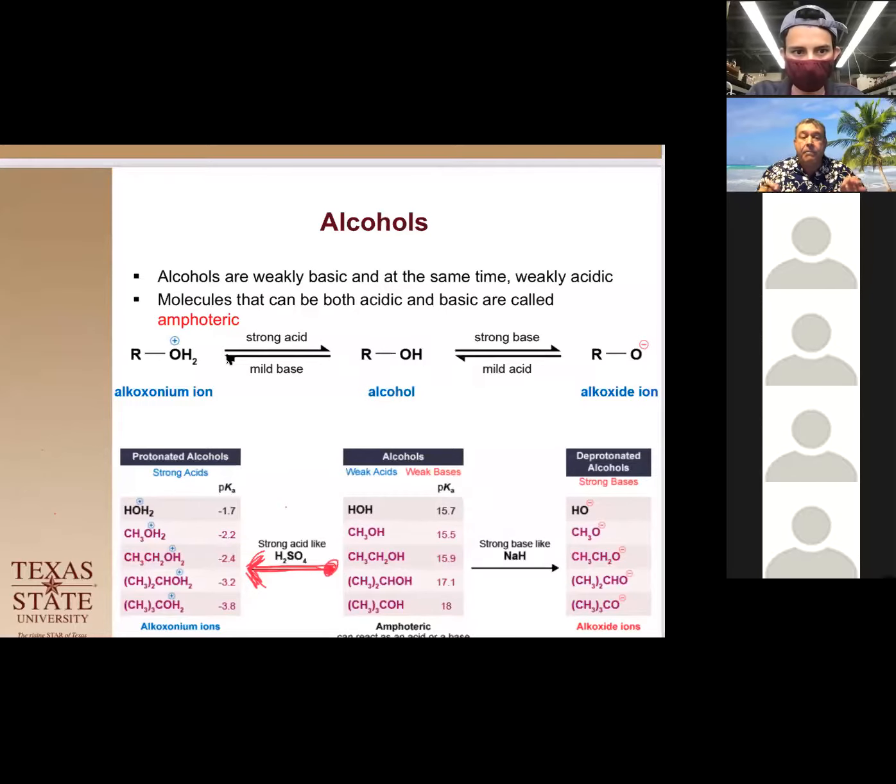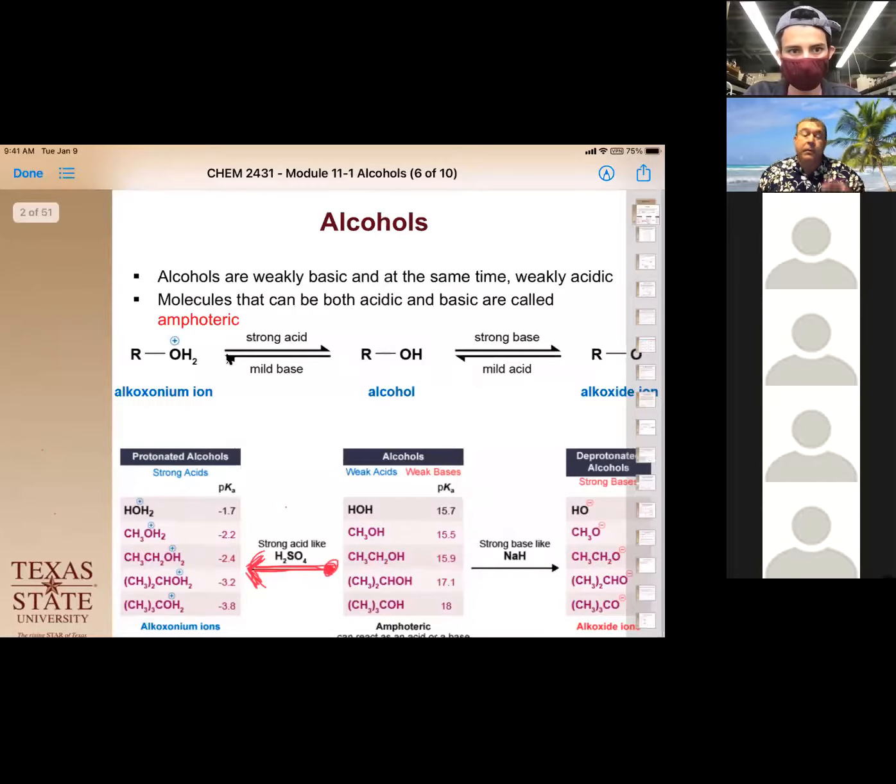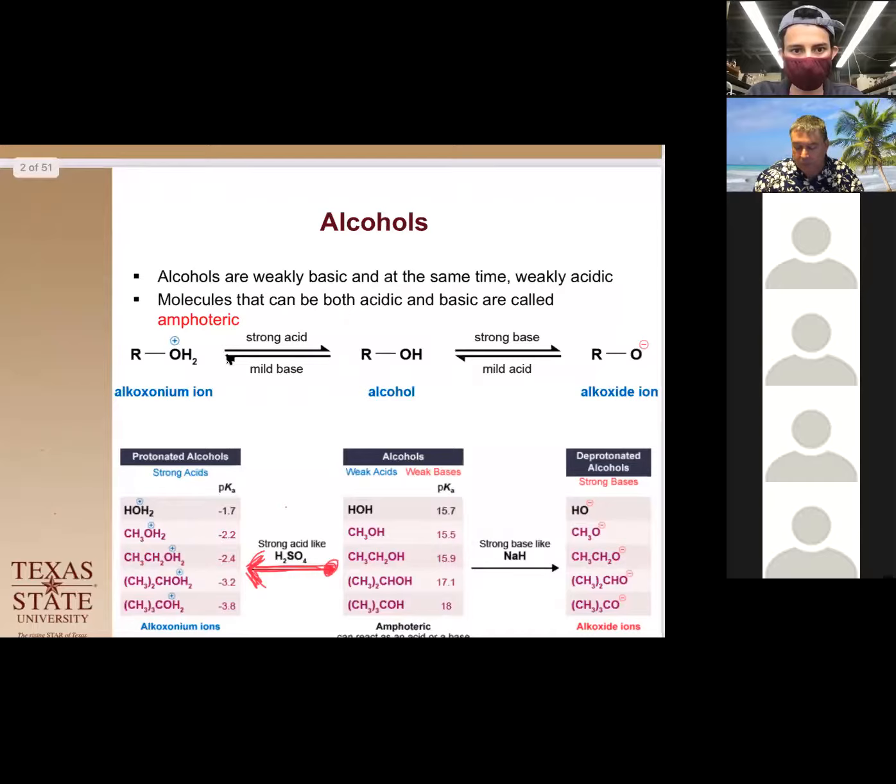Any kind of molecule that can be both acidic or basic, we call amphoteric, meaning that like water is amphoteric because you can use it for either one depending on what else is in the solution. So it's good that we can do that. We've already used that before looking at the alkoxide as a strong base in our elimination reactions and also in our SN1, SN2 reactions. But now we're going to look at it in a different way.